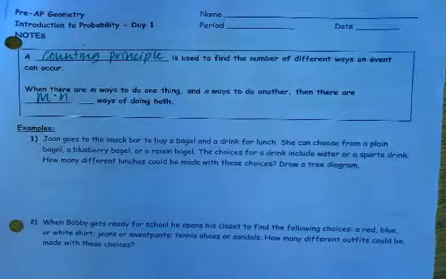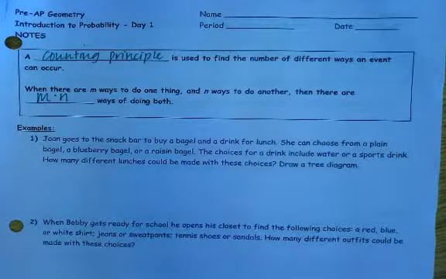So, for example 1, Joan goes to the snack bar to buy a bagel and a drink for lunch. She can choose a plain bagel, a blueberry bagel, or a raisin bagel. The choices for a drink include water or a sports drink. How many different lunches could be made with these choices? Draw a tree diagram. So a tree diagram is another method that you could use for the counting principle.